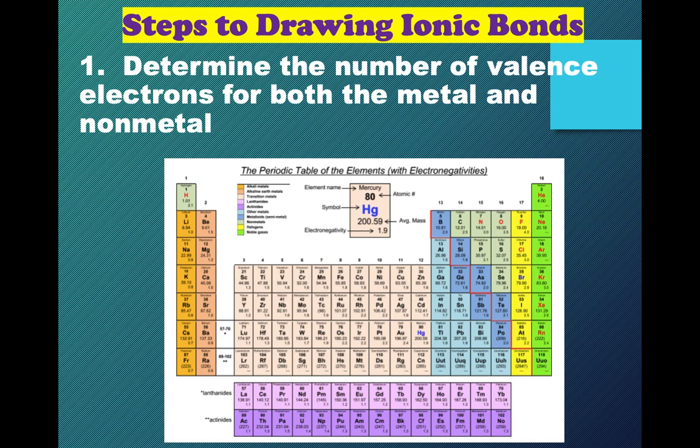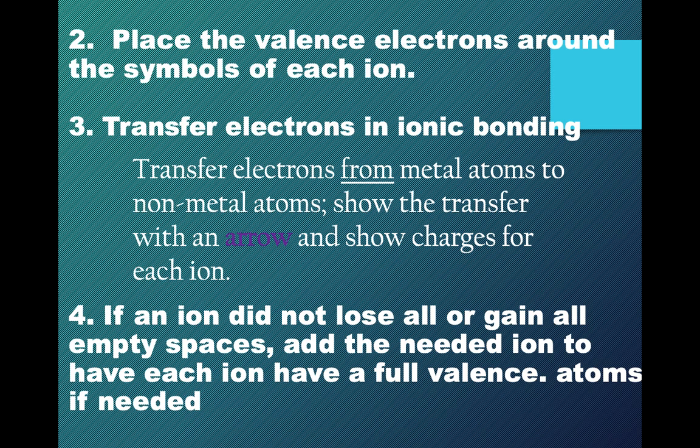But step number 1 is determine valence electrons. For any kind of bonding, you're going to be given 2 elements. And if it's ionic, it's going to be a metal and a nonmetal. So step number 1 is how many valence electrons are there? That was something you were doing in the simulation just now. Once you know the number of valence electrons, step number 2 is put the dots on.